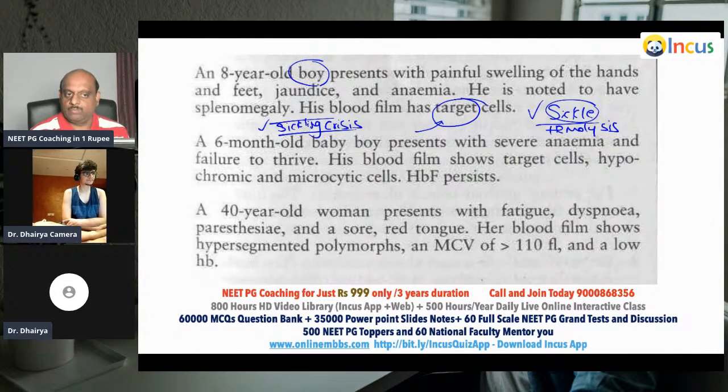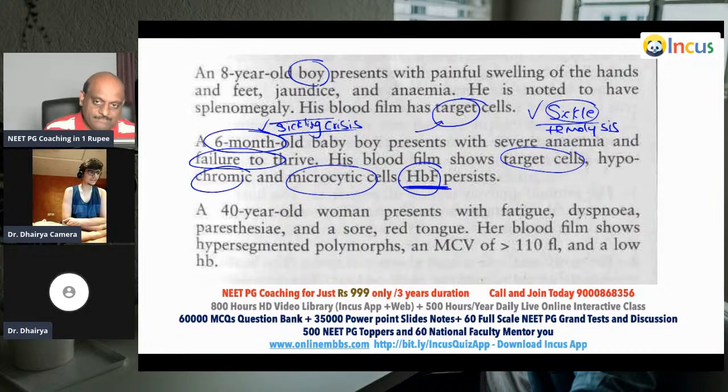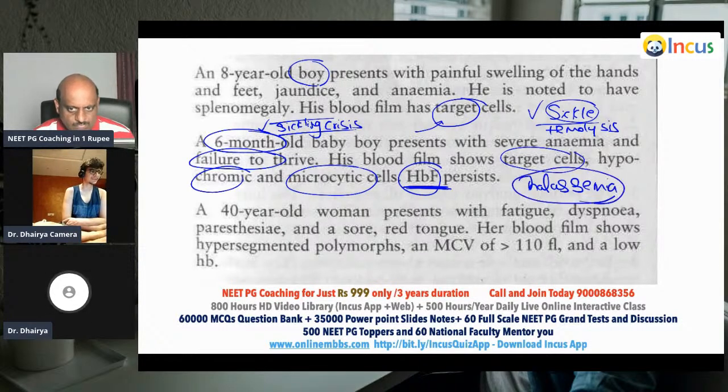Now, case number 2. A 6-month-old baby presents with severe anemia, failure to thrive, target cells, hypochromic microcytic cells, and hemoglobin F is persisting. Fetal hemoglobin. In this patient now, persistence of HbF is already diagnostic of a thalassemia. Thalassemia major is the diagnosis here. This patient will unfortunately have to stay on blood transfusion for the rest of his life, and his life will be complicated. But that's right.